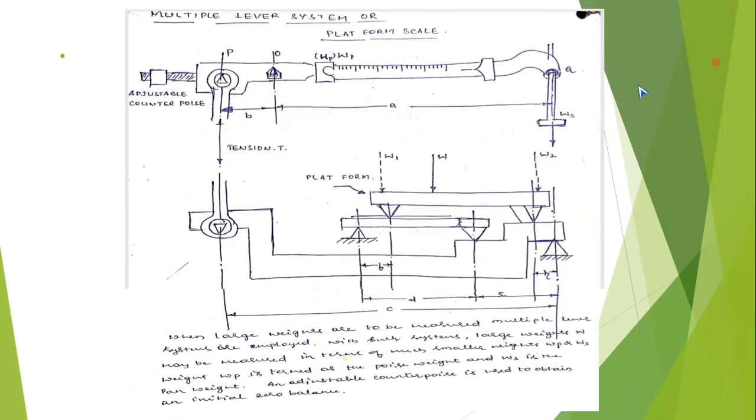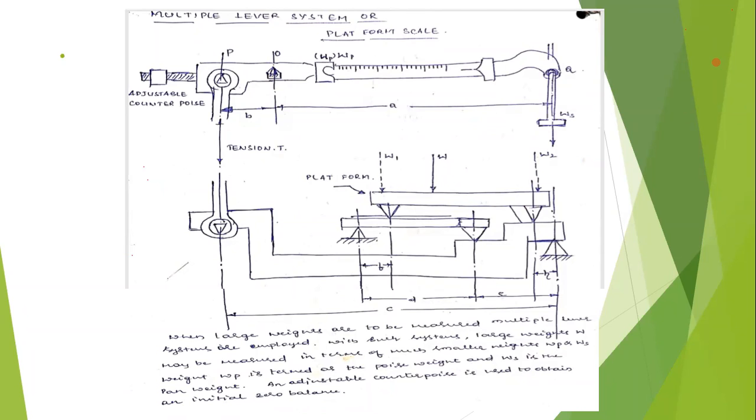So you can measure the unknown force when the beam comes exactly to the center. That is the weight of the unknown magnitude. So this is nothing but weighing the unknown force using a platform scale.